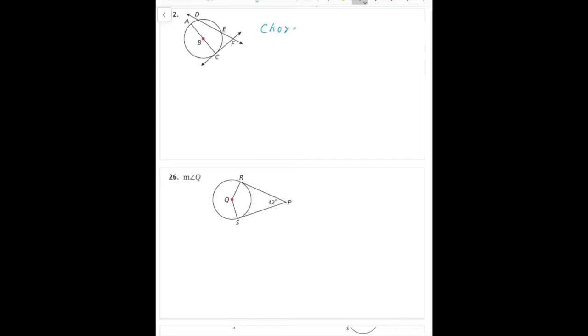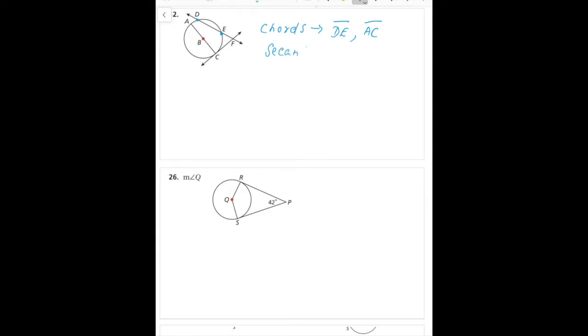So first let's see, do I have any chords? Yes, I do, because a chord is the segment that connects any 2 points on the circle. So I can say segment DE, and a chord is always a segment, so I need to take 2 endpoints. And segment AC is a diameter, but it is a chord also. So segment DE and segment AC are the chords.